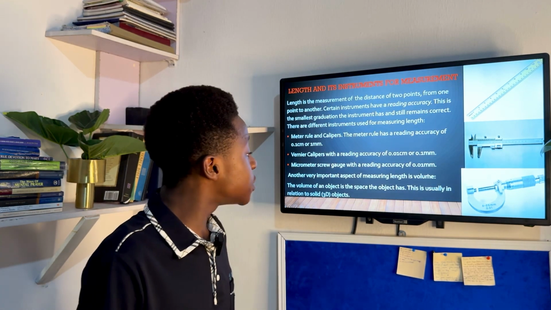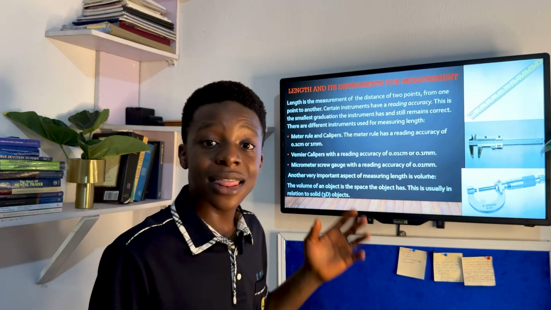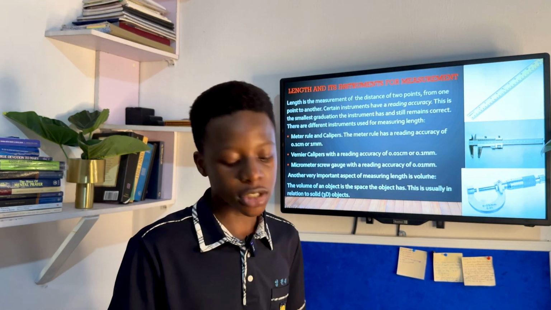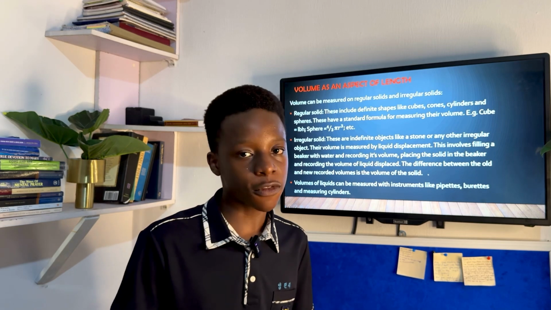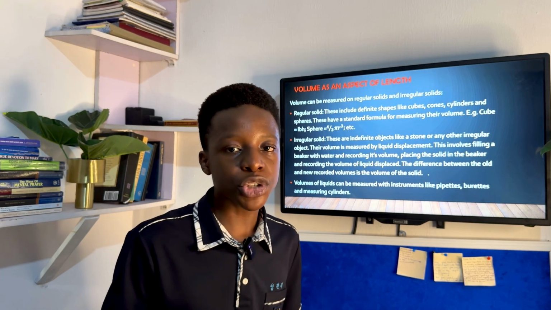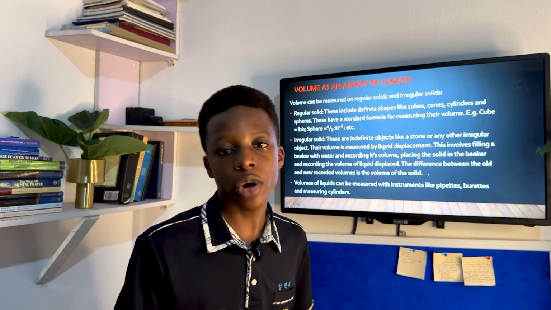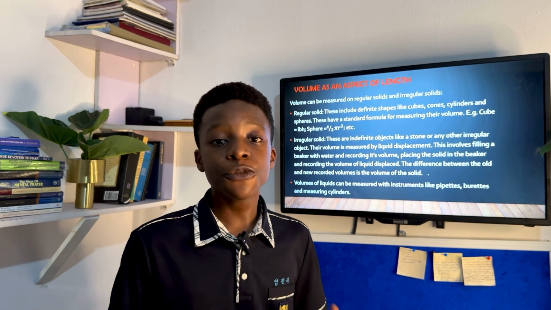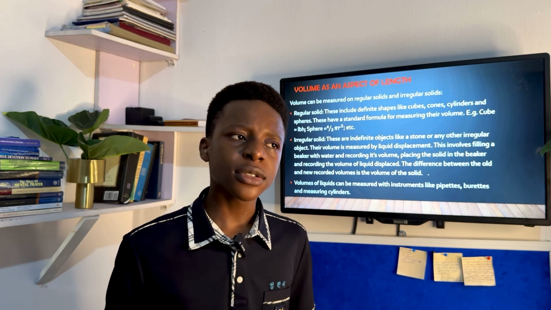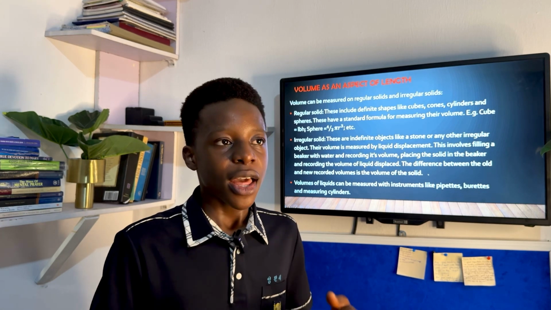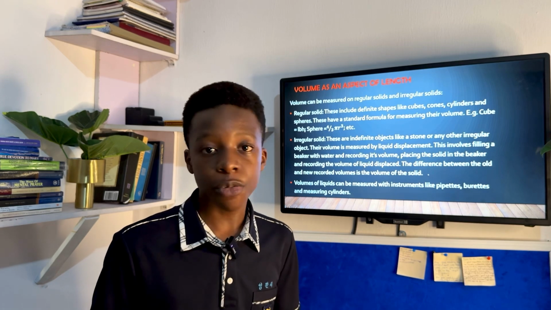The volume of an object is the space an object has, and this is another aspect of length I haven't talked about. Let's talk about volume as an aspect of length. Volume can be measured on regular solids or irregular solids. The volume of regular solids, such as cubes, cuboids, spheres, pyramids, cones, and so much more, they have their standard formulas for measuring the volume.